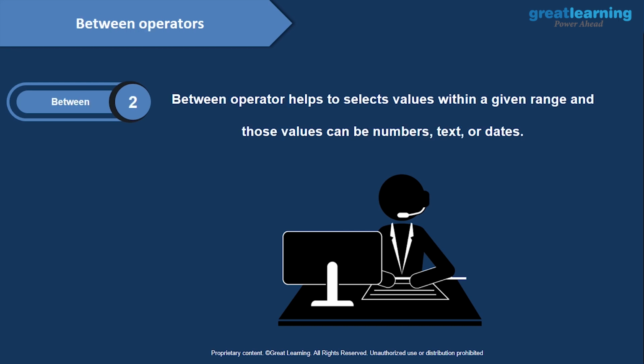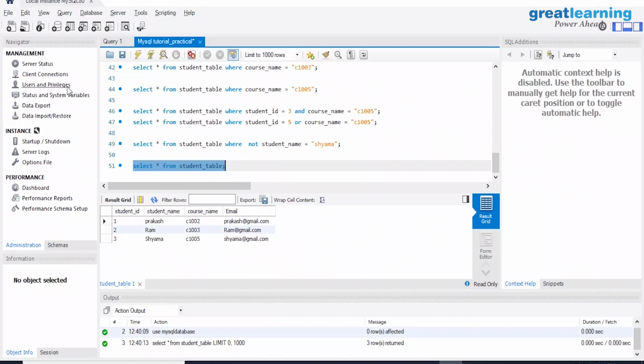Now let's have a look at the second operator we have, that is the BETWEEN operator. But wait, how does this BETWEEN operator work? The BETWEEN operator basically helps to select values within a given range, and those values can be numbers, text or dates, right? So now we will go to MySQL Workbench and we will try to implement these operators to filter our data.